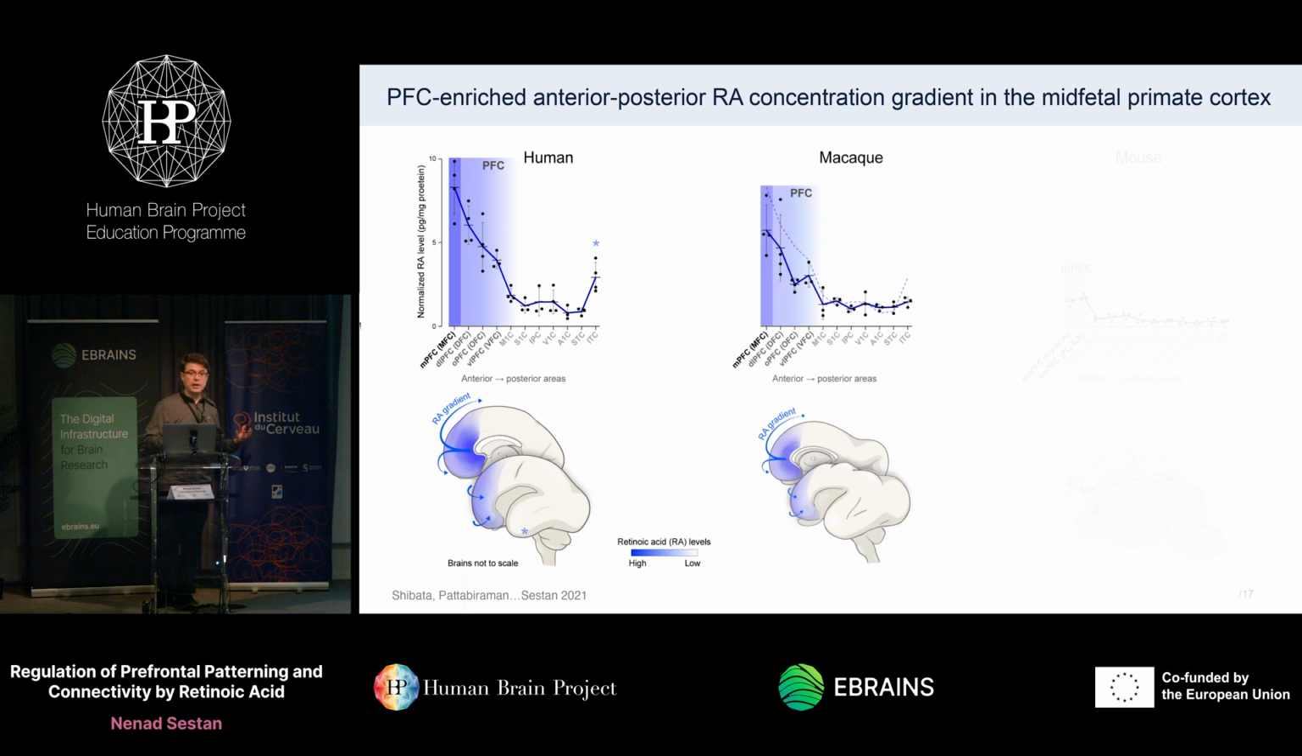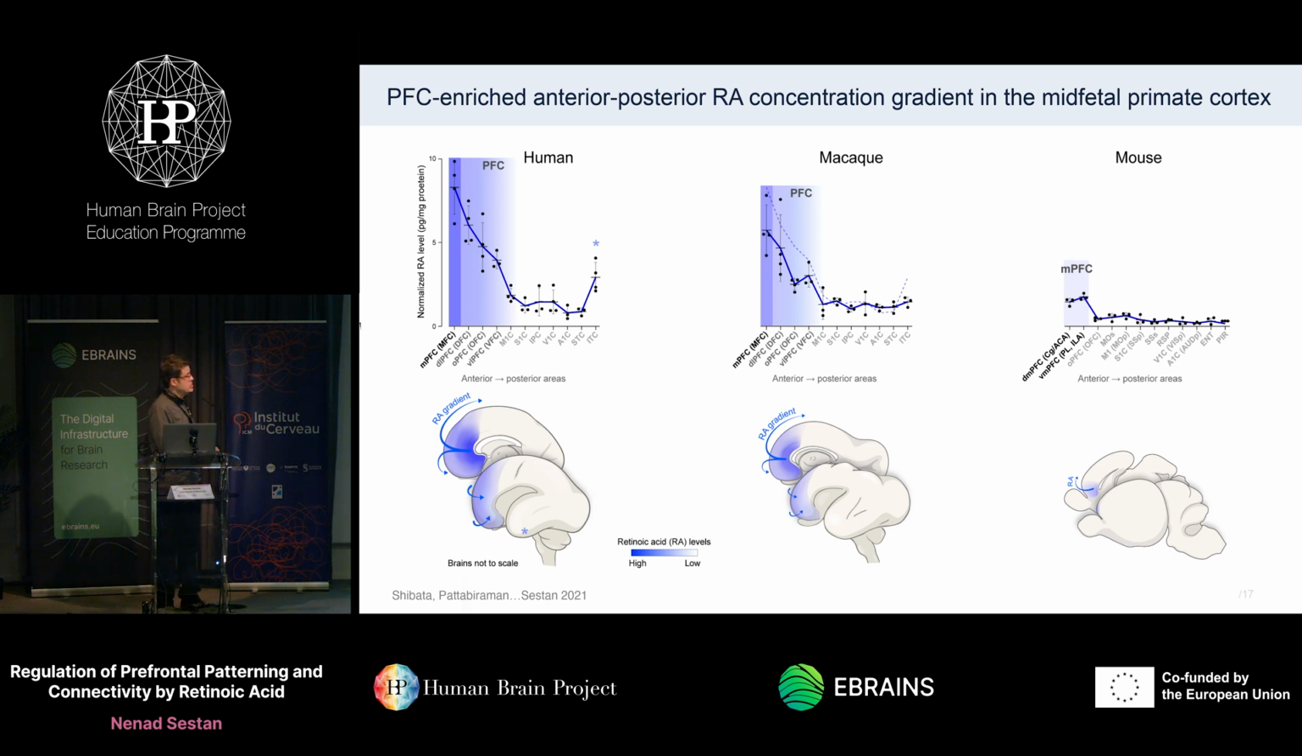We look at macaque monkey at equivalent embryonic age. We see the same gradient, with the exception that the levels of retinoic acid, in these fresh samples, were slightly lower in macaque compared to human. And then we also look at mouse, and we observe the retinoic acid to be generated or present within what will become what it corresponds to.